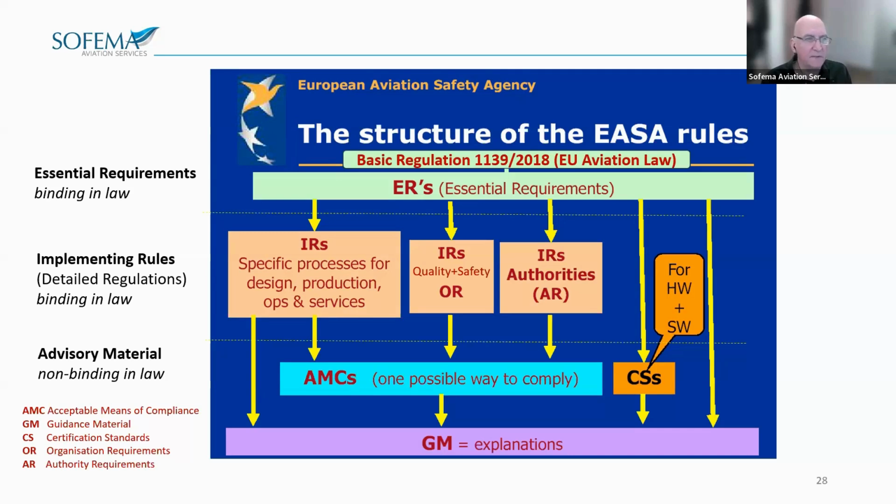Advisory material, AMC, acceptable means of compliance, which is one possible way to comply, but it usually is the only way to comply in practice. Certification standards, or CS, which relate to technical design requirements in the main, and GM, which are guidance material or general explanations of the regulations.